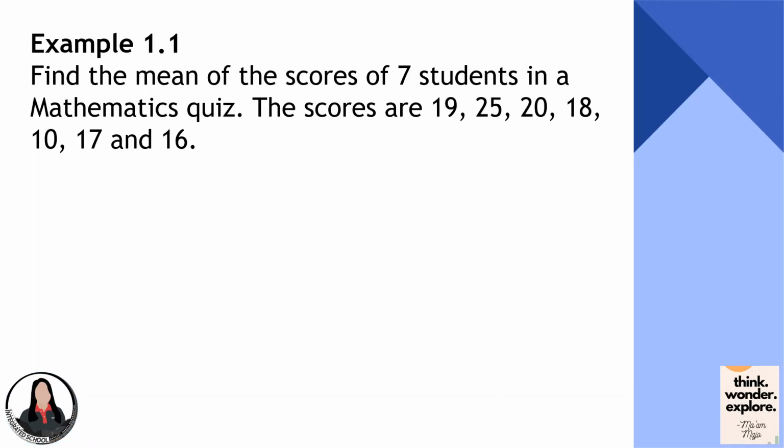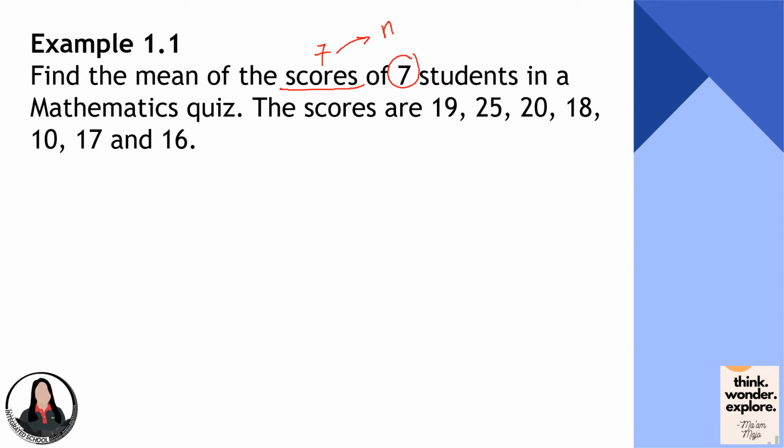Under Example 1.1, find the mean of the scores of 7 students in a mathematics quiz. The scores are 19, 25, 20, 18, 10, 17, and 16. From the problem itself, given na dyan ang isang value na kailangan natin for the formula. Kasi sabi dito, 7 students, therefore, kung 7 estudyante, 7 din yung scores na makukuha natin. And that 7 pertains to the total number of observations, which is represented by letter n. Hindi naman nakalagay na population size ang ating hinahanap. Ibig sabihin, automatic sample size ang ating gagamitin.